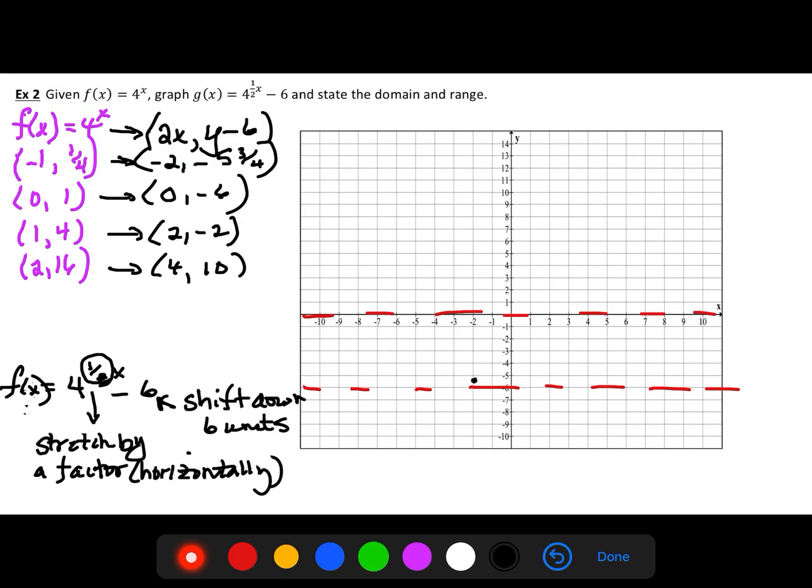0 and -6. Sorry, should be -5 there. Notice it went past the asymptote, which told me right away something was wrong and I want to fix that. So that should be -5, 0 and -5, 2 and -2, and 4 and 10.